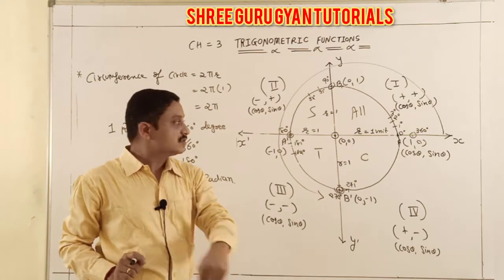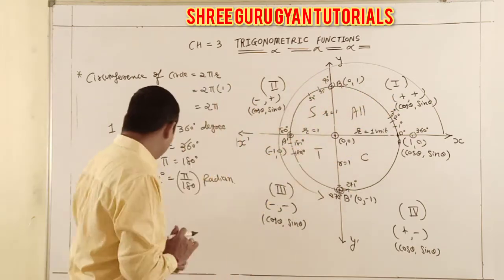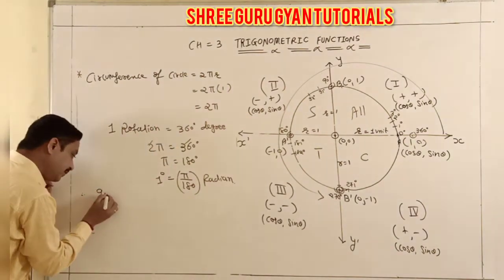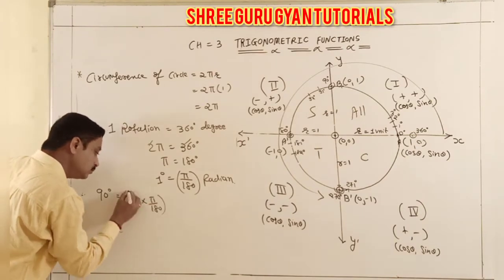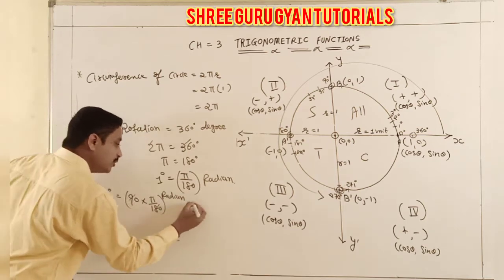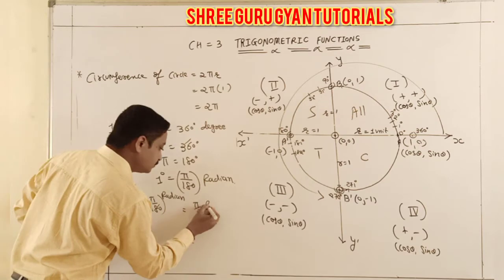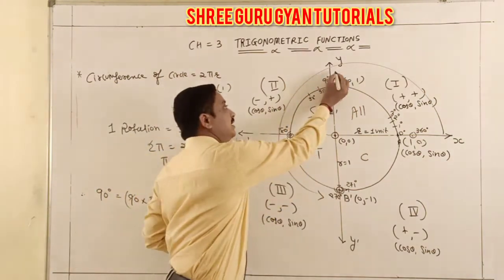There are two parts. First of all, anti-clockwise I go: 1 degree, 2 degree, 3 degree. This is your 1 degree. So same as if I cover 90 degrees, then 90 into pi by 180 radian. It means, students, how much is this answer? Pi by 2 radian. So this 90 degree is also read as pi by 2.